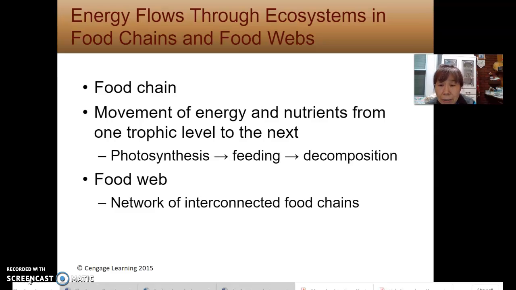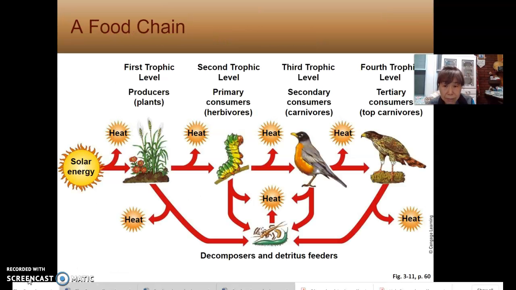And then the food chain is the movement of energy and nutrients from one trophic level to the next, such as photosynthesis, then feeding, and then decomposition. And then a food web is the network of interconnected food chains.